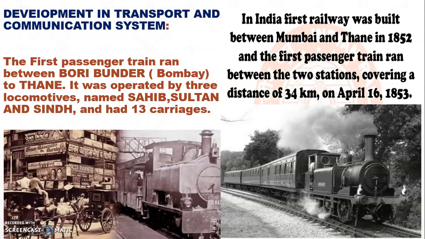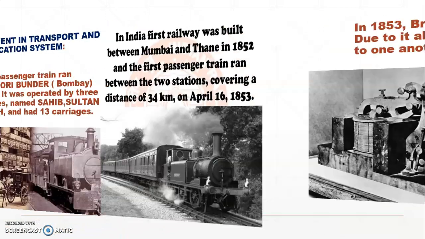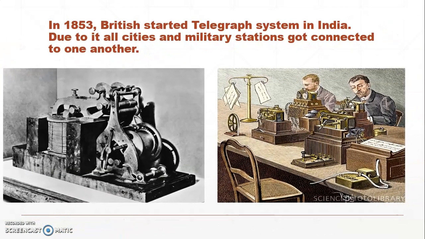The Indian Railway was built between Mumbai and Thane by the British government, and the first distance covered from Mumbai to Thane was 34 kilometers, and the first train ran on 16th of April 1853. Now in the same year, 1853, another new development took place. The British, for their own requirement, came up with a new idea, that is the telegraph system. So in the year 1853, the British started the telegraph system in India.